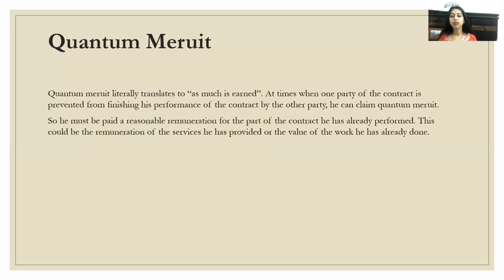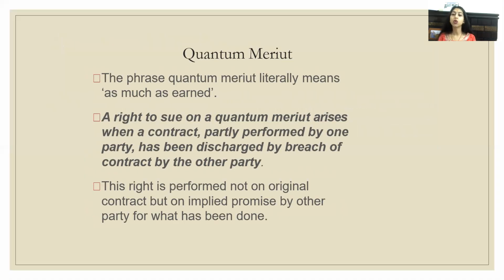So the party will be provided with a reasonable remuneration for the part which he has done, so that the monetary loss can be compensated. This could be the remuneration of the services he has provided or the value of the work he has already done. The phrase quantum meruit literally means as much as earned.